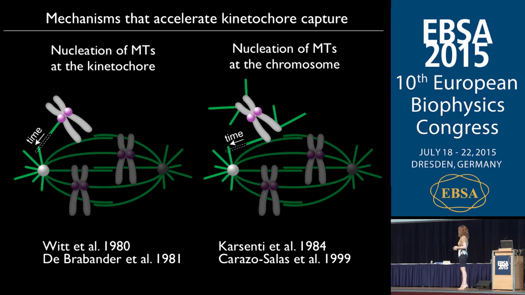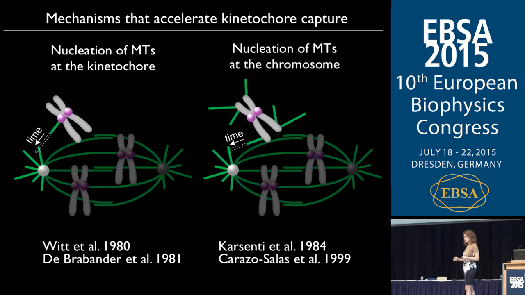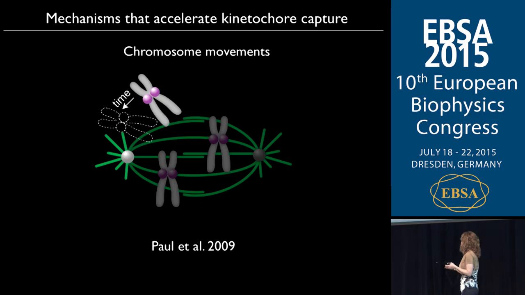Microtubules can grow not only from the spindle, but also from the chromosome. They can grow directly from the kinetochore, or they can grow from anywhere at the chromosome in different systems. And these microtubules are then able to interact with the microtubules growing from the spindle pole, and this is then how the capture of the chromosomes is accelerated. And finally, the chromosome movements themselves help the chromosomes to get closer to the microtubules of the spindle. So the chromosomes diffuse a little bit inside the cell, and this diffusive motion helps them to approach the microtubules that grow from the spindle pole, and this is also a mechanism that accelerates capture.